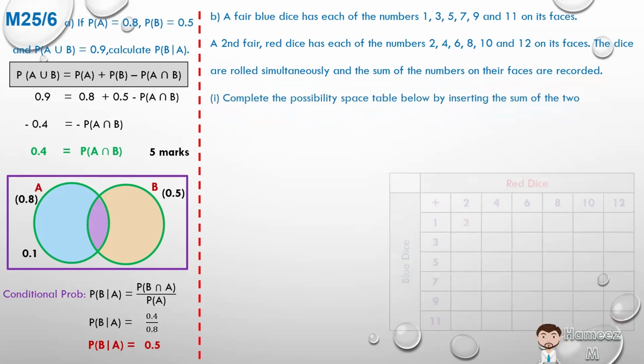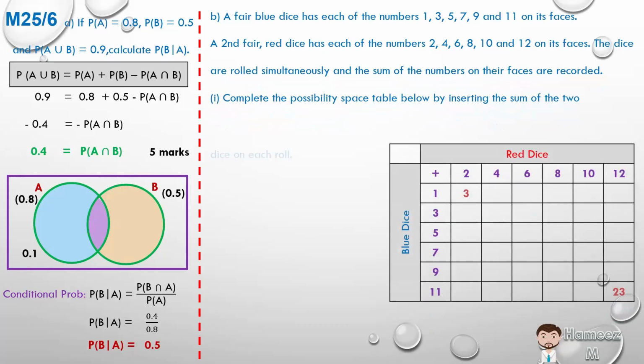Part 1, complete the possibility space table below by inserting the sum of the two dice on each roll. So if we look at the table, we have a red dice. What are the possibilities? 2, 4, 6, 8, 10, 12. 6 possibilities. And for the blue dice, the possibilities are 1, 3, 5, 7, 9, 11. As such, 6 by 6, we're going to have 6 squared, which is 36 possibilities.